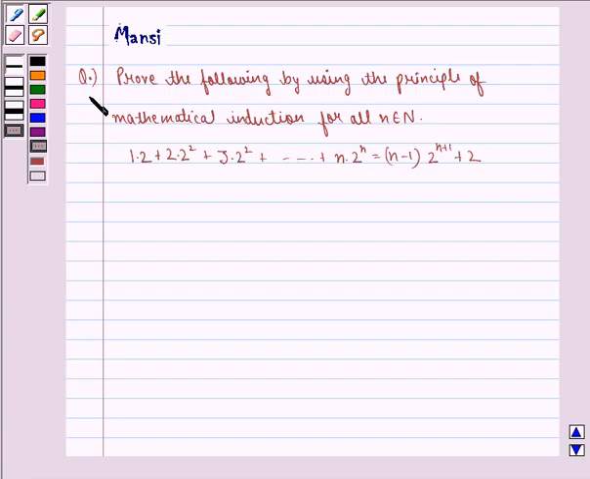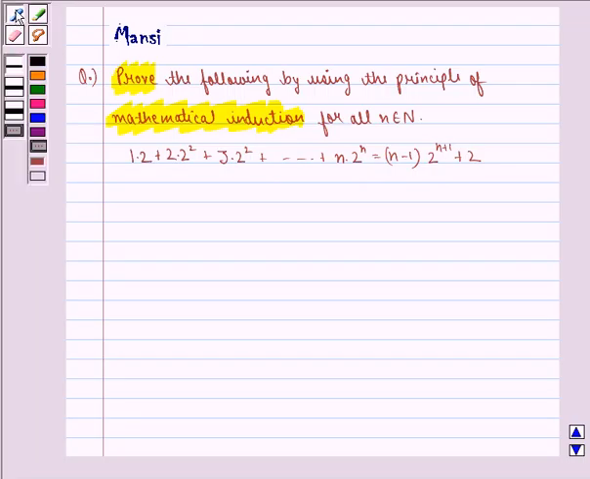The question says, prove the following by using the principle of mathematical induction for all n belonging to natural numbers. 1 into 2 plus 2 into 2 square plus 3 into 2 cube up till n into 2 raised to power n is equal to (n minus 1) into 2 raised to power (n plus 1) plus 2. In this question, we need to prove by using mathematical induction.